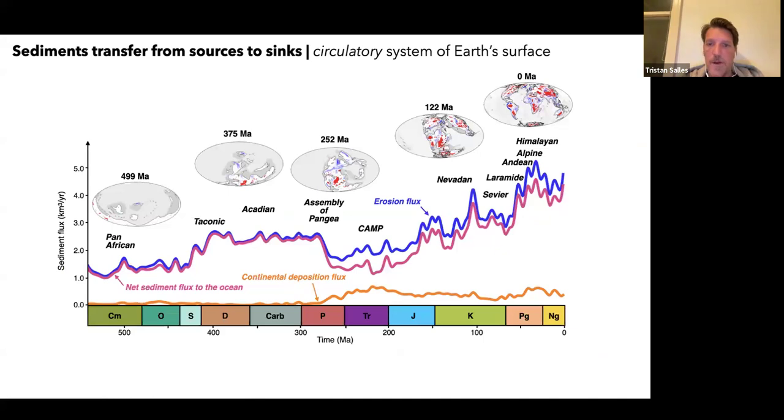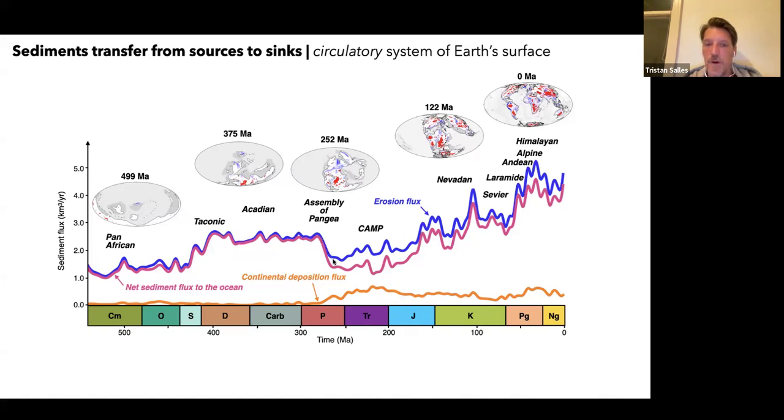If we look at how this evolved over time, in blue, this is the total erosion flux. What you've got in purple is the net sediment flux, which is directly feeding the ocean. And in orange is the amount of sediment which is actually going to be stored on continents for this particular time. So we've got an initial, relatively quiet period from the Cambrian to the Silurian. Then we've got an increase, a kind of plateau here.